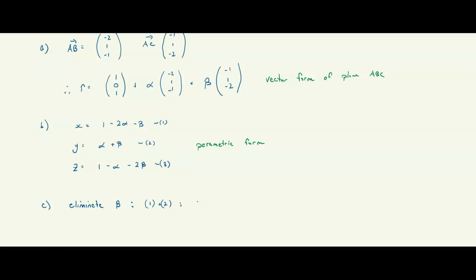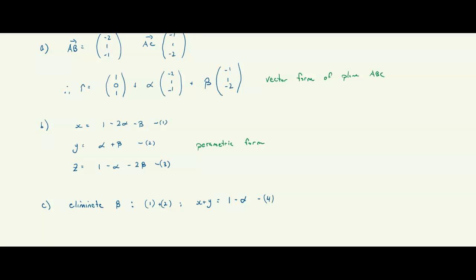So 1 plus 2 will get me started. And in doing so, I get x plus y is equal to, okay, so I'm adding, the betas are gone, 1 minus 2 alpha plus alpha. So I get 1 minus alpha. Okay, so that's now my equation 4.